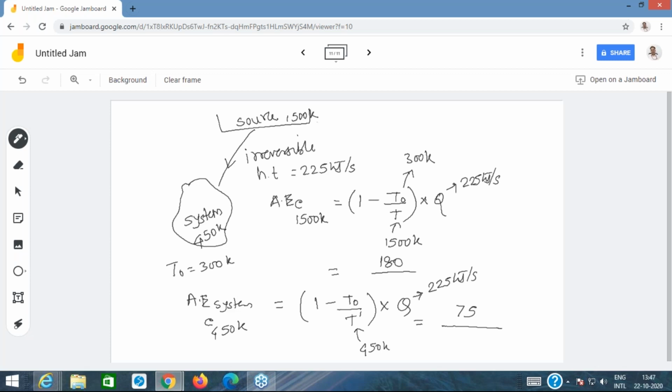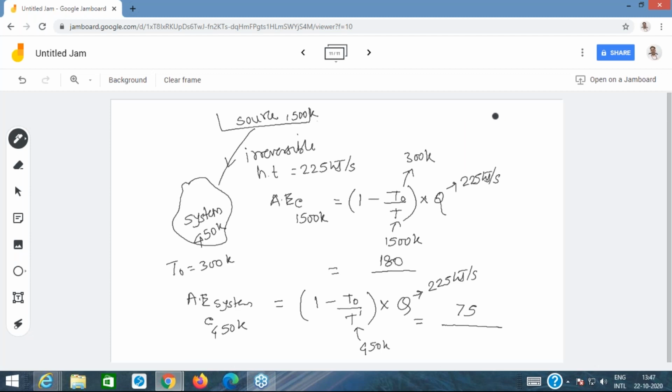Suppose you are required to find the entropy change. What is the entropy change of the source and what is the entropy change of the system? So calculate the entropy change of the source and entropy change of the system.